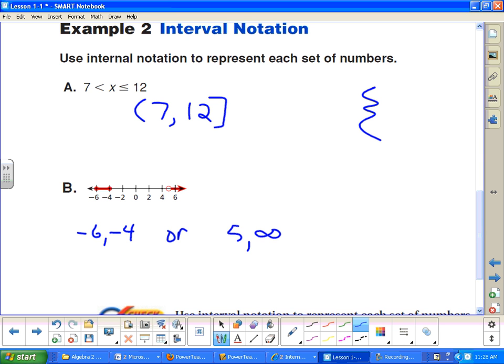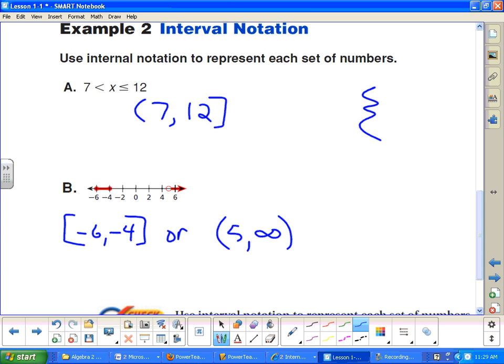So from -6 to -4, it includes those 2 numbers because it's solid dots, so I use brackets. From 5 to infinity, it does not include the 5, so I use a parenthesis, and it never includes infinity. Infinity is not an exact number, so we always use a parenthesis there. So -6 to -4, including them, or 5 to infinity, not including 5.